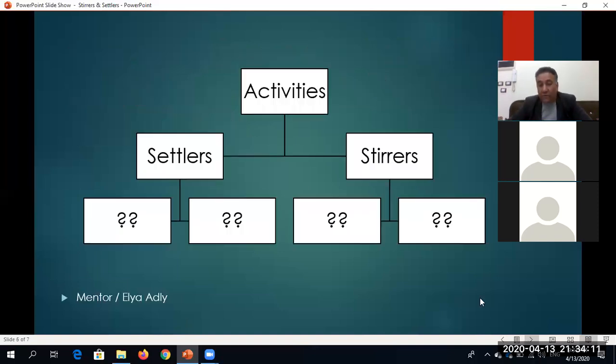Mr. Abdel, could you give us some examples for stirrers and settlers? As she said, I listened to her. She told all the examples in your head. I didn't cheat from her. Very good. Okay, so you can comment. Two heads are better than one.